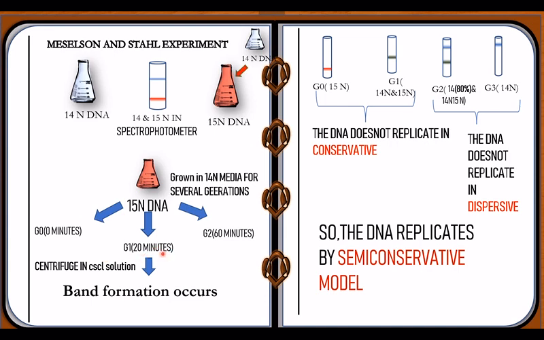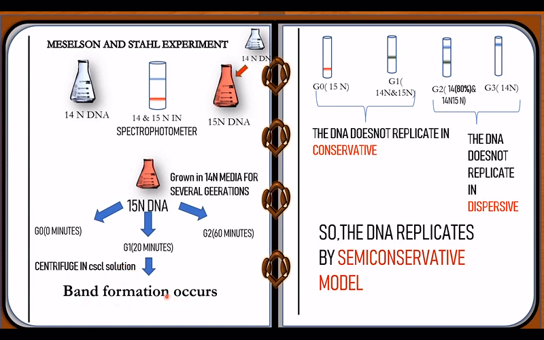So they took several generations at 0 minutes, at 20 minutes and at 60 minutes. That is, after 2 replication cycles they took at 60 minutes. Okay. Then they centrifuged in cesium chloride solution. Then the band formation occurs.